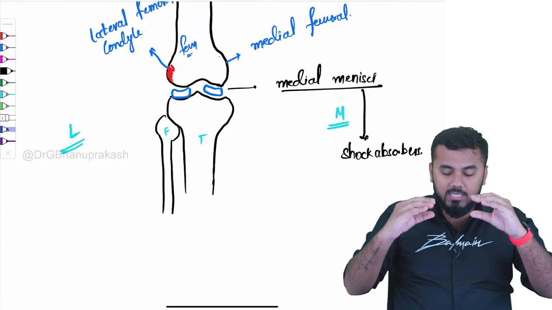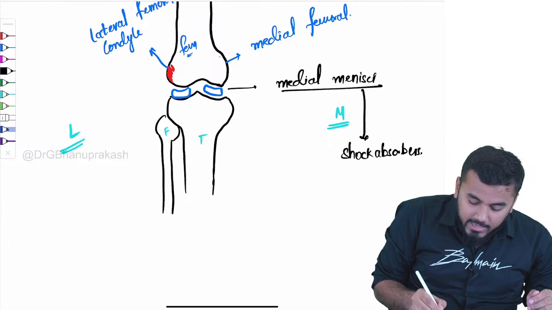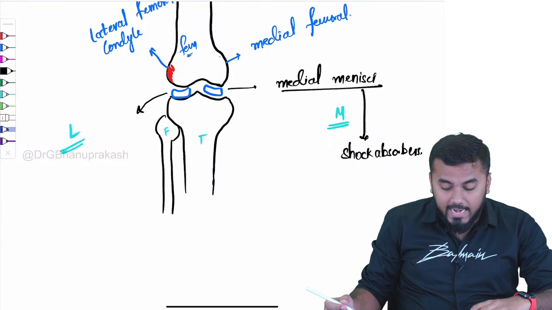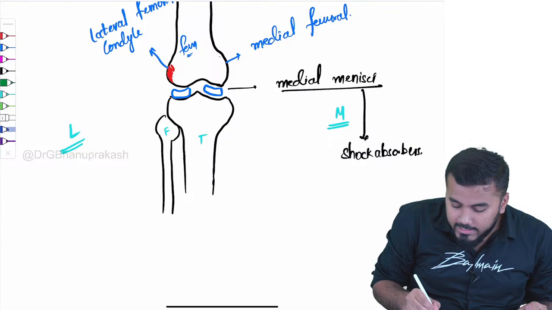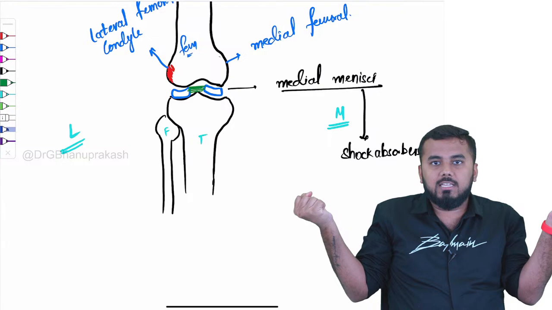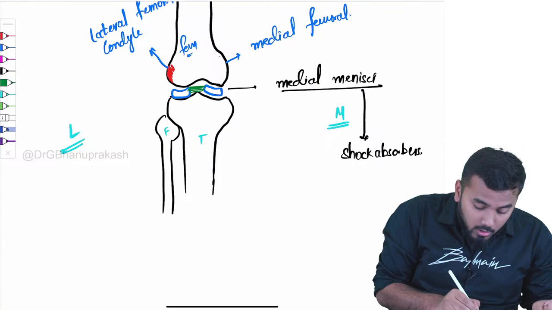Now the interesting thing is that these menisci are like a piece of cake, two pieces of cakes. Now don't you think these menisci can flip away like this? They will flip. So for that reason, nature has also provided us a ligament attaching the two menisci. For example, I am the ligament, I'm catching both the menisci and pulling them together. This is called the transverse ligament because it is transverse.